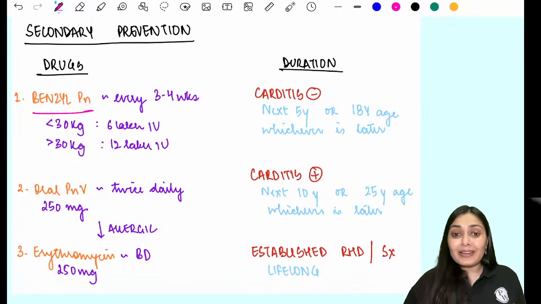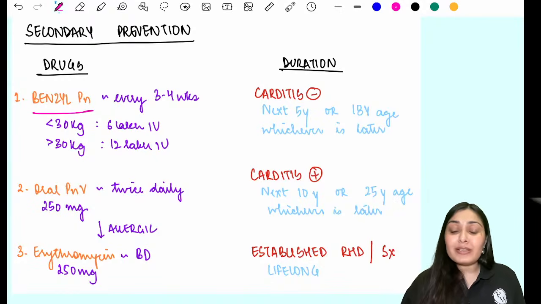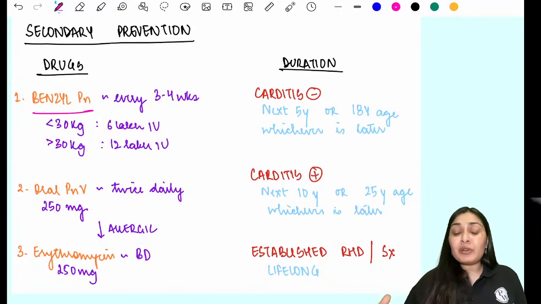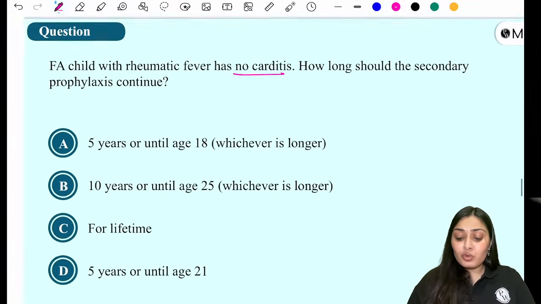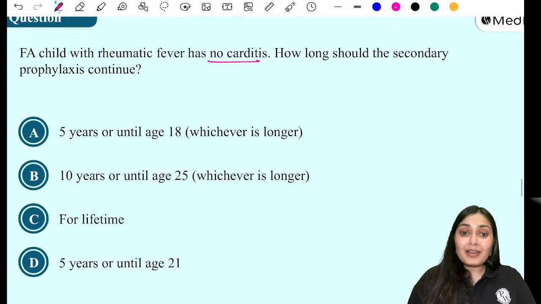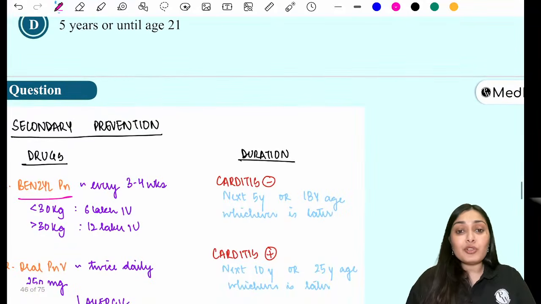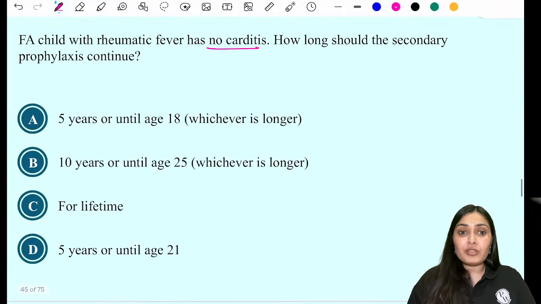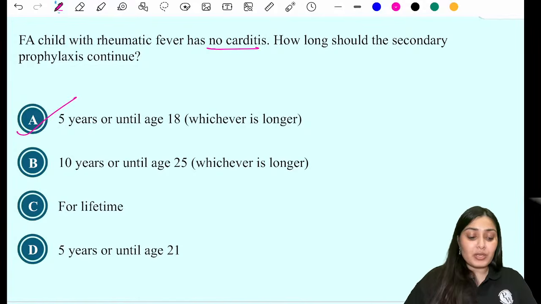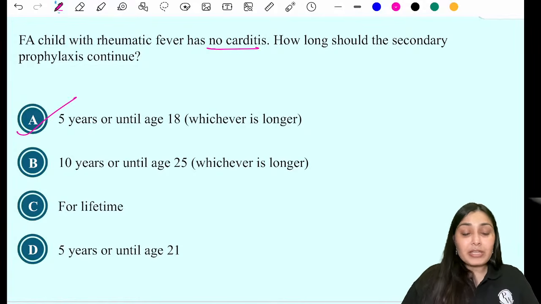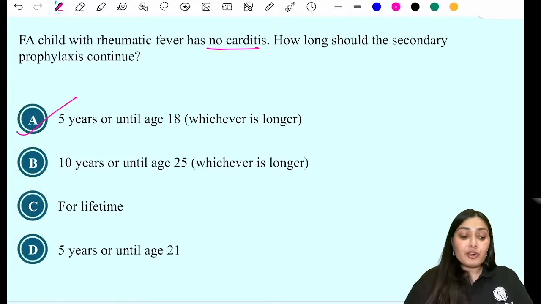Similarly, if carditis is there, then for the next 10 years or 25 years of age, whichever is later. And if there is established rheumatic heart disease or some surgical complication, then lifelong the child has to take this prophylaxis. So in this question, there was no carditis. So what is the correct answer? No carditis, 5 years or 18 years of age, whichever is longer. Option A. Right, so Ritika, you are correct. It's 5 years or until age 18.